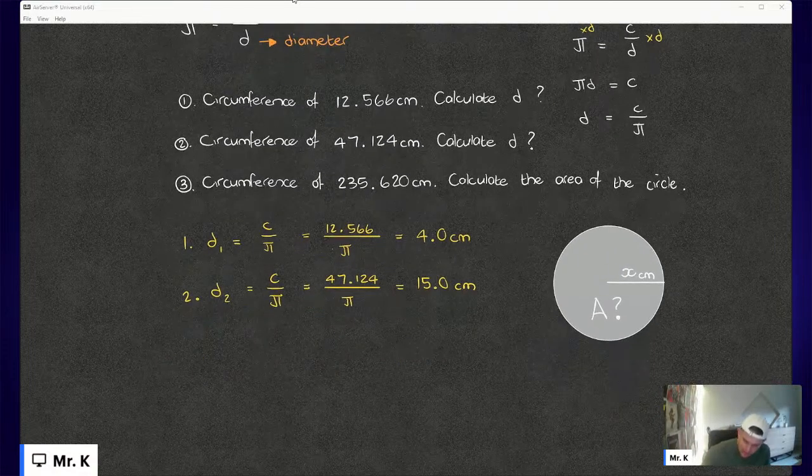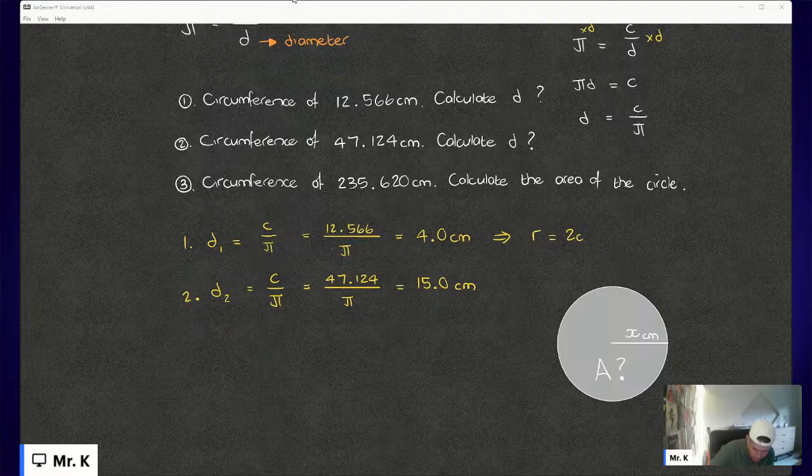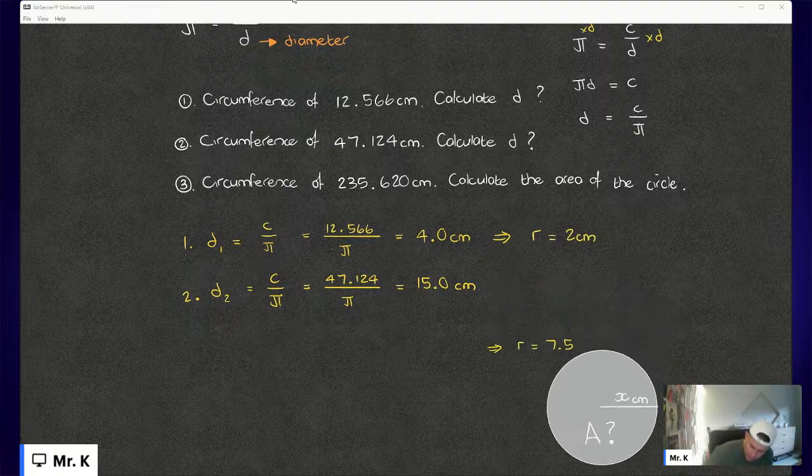Right? Now, just on a side note, very quickly, if we know that the diameter of the circle is 4 centimeters, this means that you are allowed to infer or conclude that the radius is 2 centimeters for the circle and 7.5 centimeters for the second circle, right? So that's going to be your hint when it comes to trying to solve question number three. R is 7.5 centimeters for circle number two.